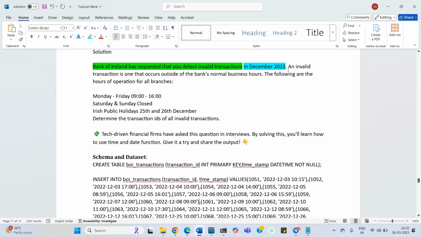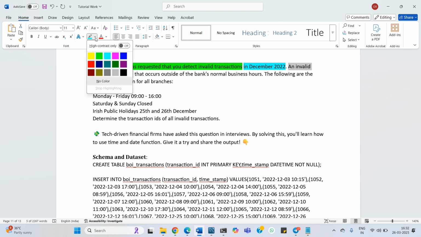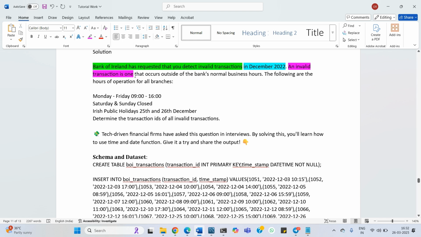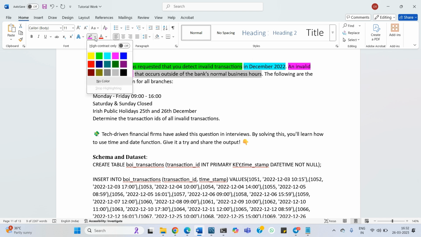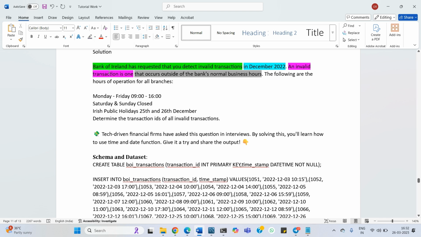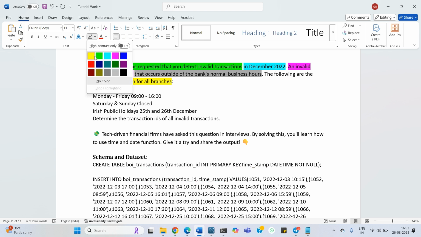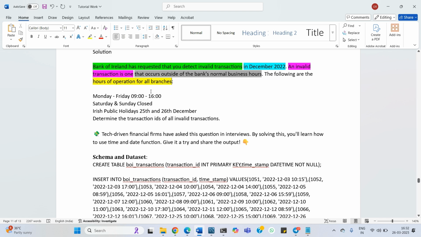An invalid transaction is one that occurs outside of the bank's normal business hours. So we have to find only those transactions that occur outside of the normal business hours. They have given the following hours of operation of all branches, so we can neglect the transactions within those hours.